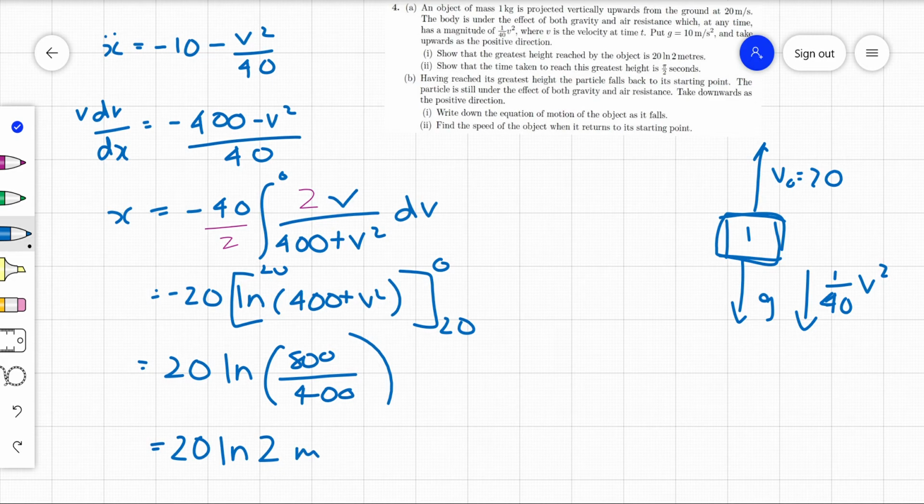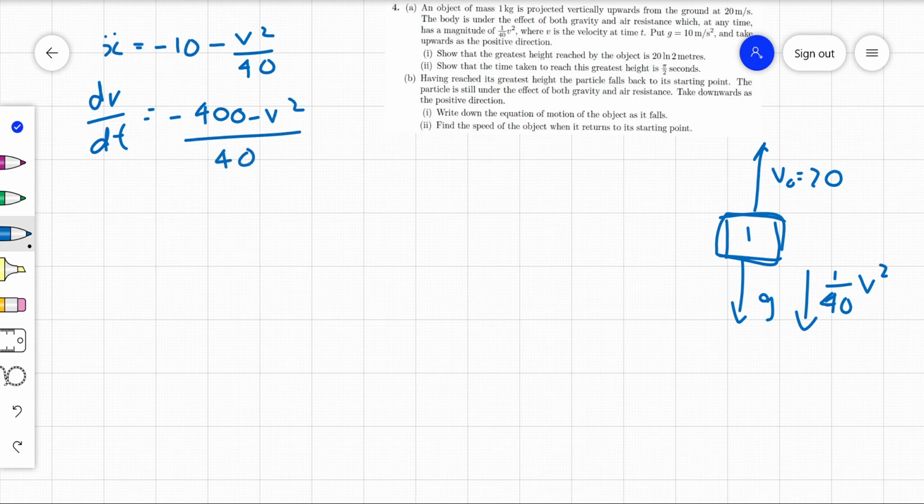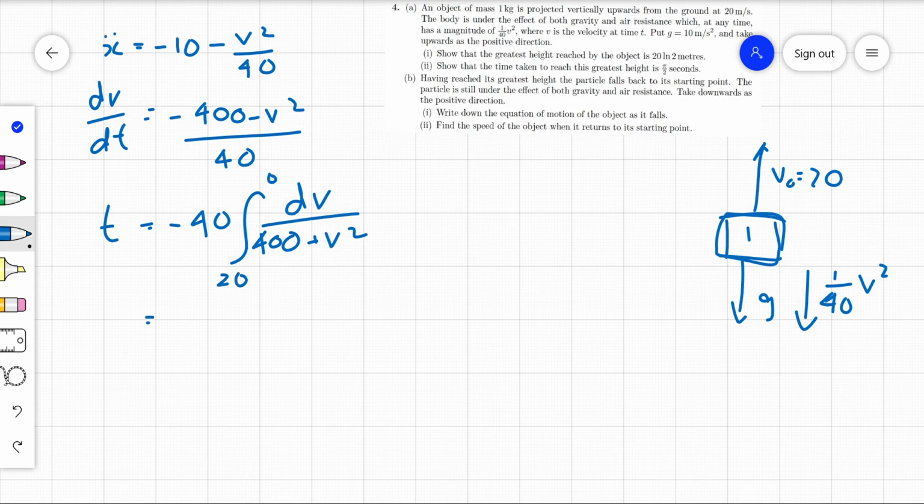All right, so the next part, show that... okay, so now we want the time taken. So instead of that, I'm now going to go for dv/dt, so I can introduce time. Okay, so again, just putting it on a common denominator and tipping it upside down. I'm going to put the minus 40 at the front, so I've got the 400 plus v squared there. This time I only have a dv. So the time taken, again, my velocity, I'm going from 20 up to 0. This makes it easy there.